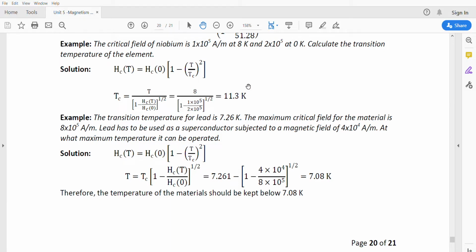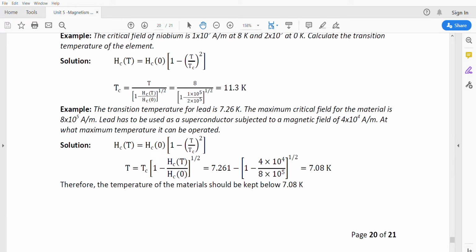We already know this value. We are just cross verifying. So this numerical is very important. The same exact numerical is coming many times, with the same formula. Here, the transition temperature of lead is 7.26 kelvins.